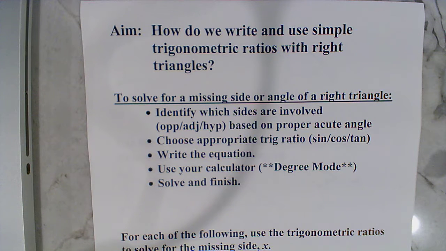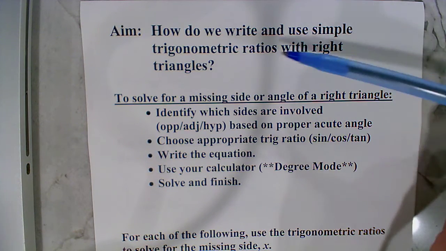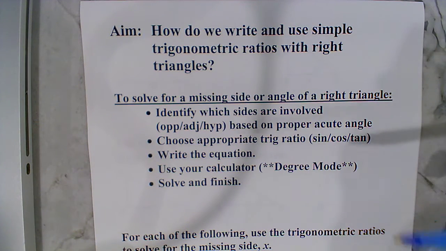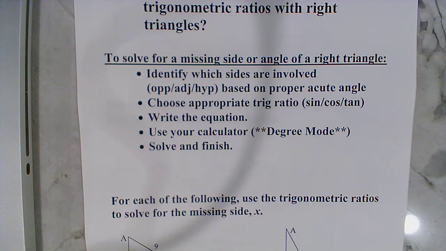Okay, day 2 of trigonometry. So today the focus is going to be on taking the ratios and now actually applying them to solving for missing sides or angles. All right, and it's a very systematic approach to this, and if you understand the system, it's not hard at all. And if you don't understand the system, it is hard. So let's give some attention to the system, obviously.